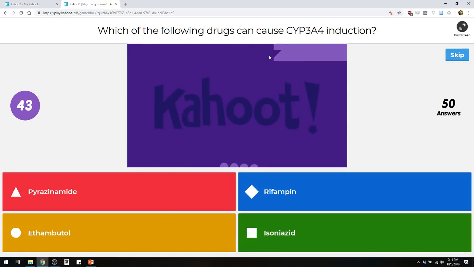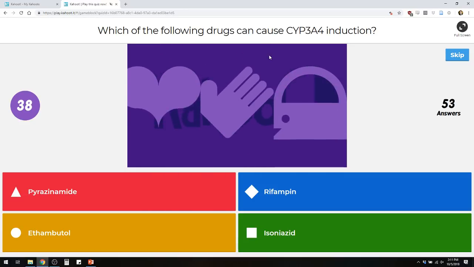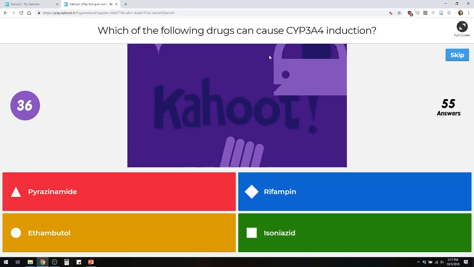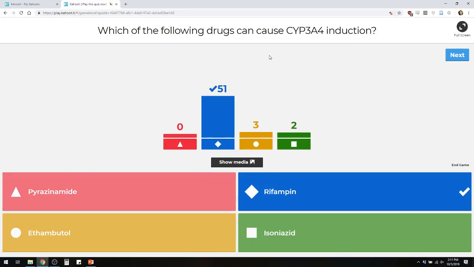I also want a freebie for the game that actually has no bearing on your education at all, or at least your scores. Should bear on your education.